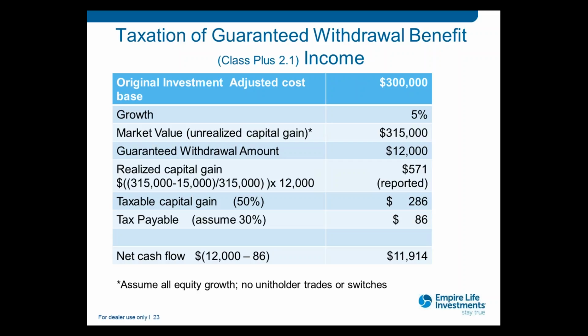So the client will receive cash flow payments of $12,000. At the end of the year, they'll have the tax slips, they'll file their tax returns, and they're going to end up paying about $86 in taxes. So the net cash flow to the client in this particular setup is going to be $11,914. And again, we're assuming this was all equity growth, and the unit holder made no trades or switches.